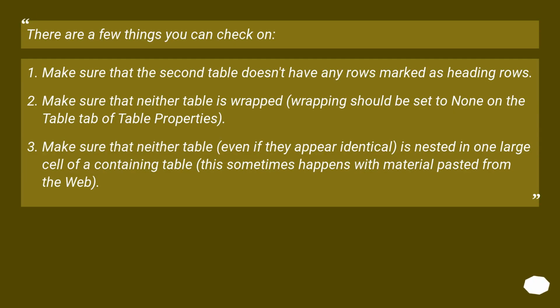There are a few things you can check on. Make sure that the second table doesn't have any rows marked as heading rows. Make sure that neither table is wrapped. Wrapping should be set to none on the Table tab of Table Properties. Make sure that neither table, even if they appear identical, is nested in one large cell of a containing table. This sometimes happens with material pasted from the web.